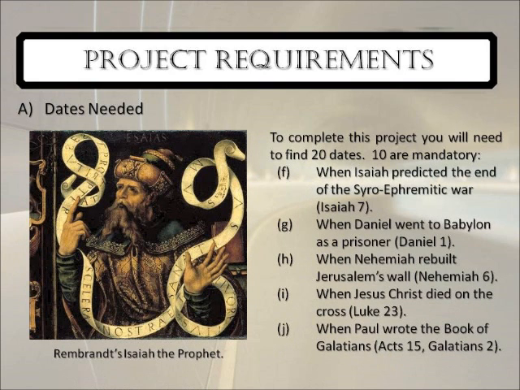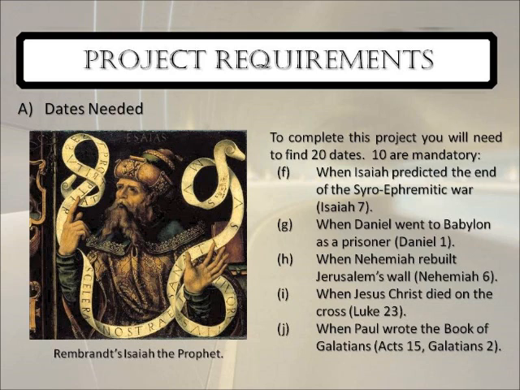So continuing on, for the 6th date, F, I want you to find the date when Isaiah predicted the end of the Syro-Ephraimitic War. You can find that in Isaiah 7. For letter G, I want you to find the date when Daniel and his friends are taken captive to Babylon as prisoners. You can find that story in Daniel chapter 1. For letter H, I want you to find the time when Nehemiah rebuilt Jerusalem's wall. That tale is in Nehemiah chapter 6.